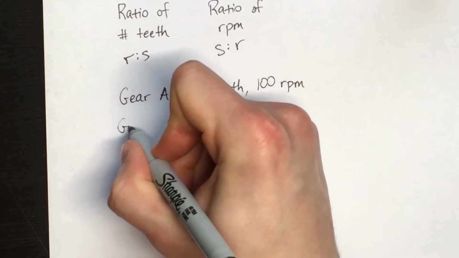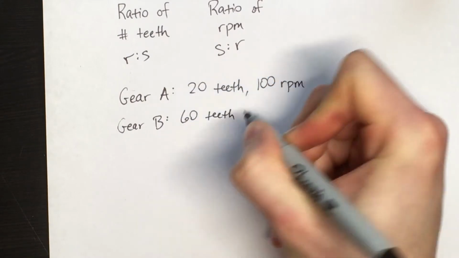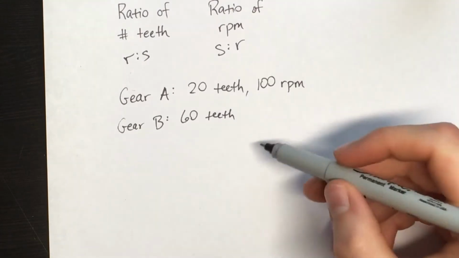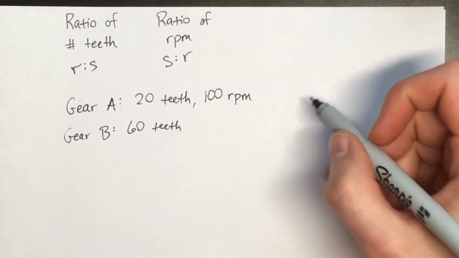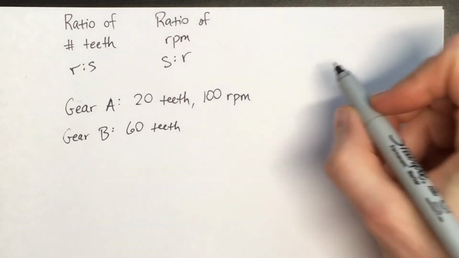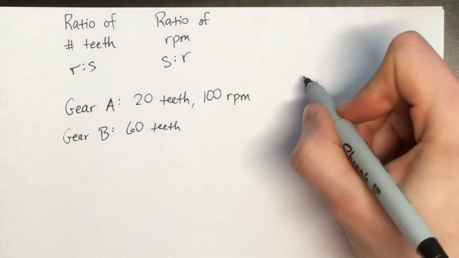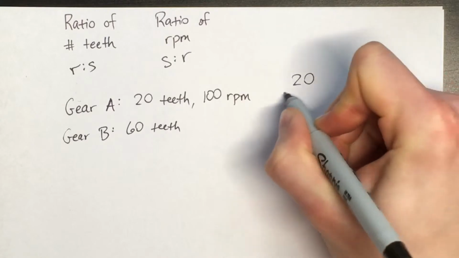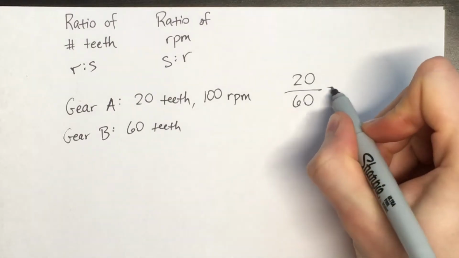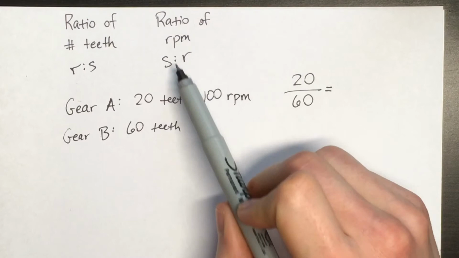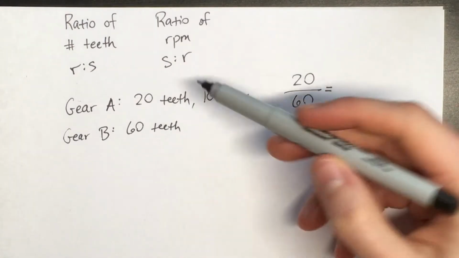So for gear B, we're told that it has 60 teeth, but we're not told the RPM. So we've got to figure out the RPM so that we can then figure out the RPM of gear C. So how do we do that? Well, we know the ratio of the number of teeth is R to S, so we can set it up, for example, as the ratio of teeth between A and B is 20 to 60. Again, you've got to set up a proportion. So this equals the ratio of RPM, which is that same ratio but flipped over.